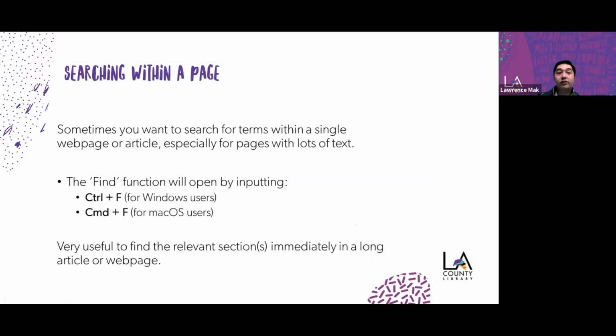Next we've got searching within a page. Sometimes you want to search for terms within a single web page or article, especially for pages with lots and lots of text. The find function is what you'll use to search for terms within a single page, and it's slightly different for users of Windows or Mac OS. For Windows users, on any web page, you'll hit Control F, and that will open up a small text box that you can use to search. The same thing happens, but you need to hit Command F for Mac users. This is really useful to find relevant sections immediately in a long web page or article.